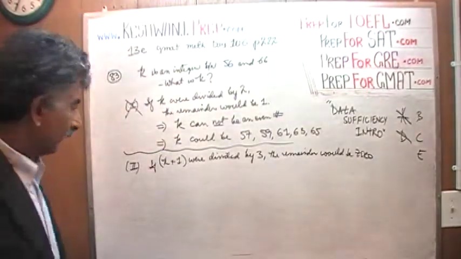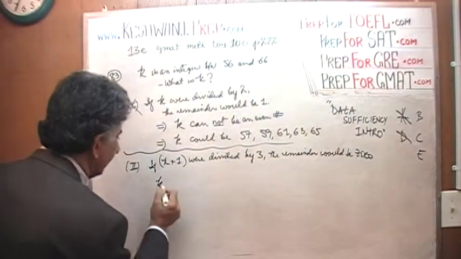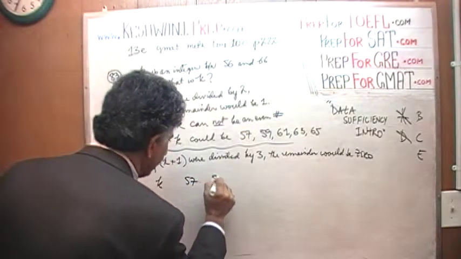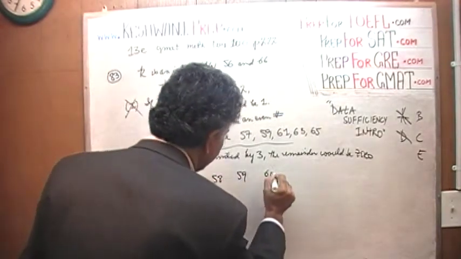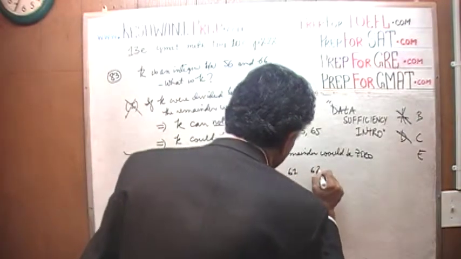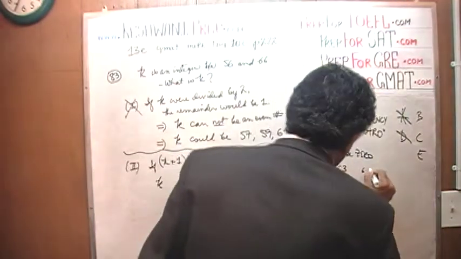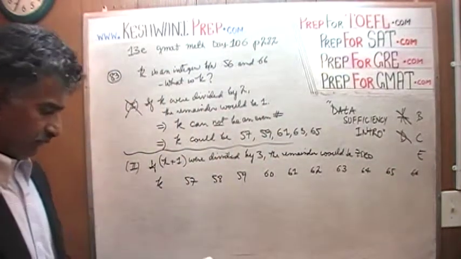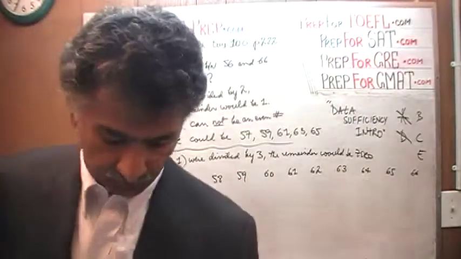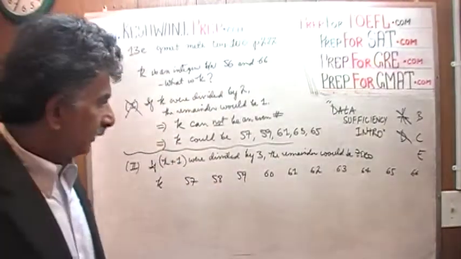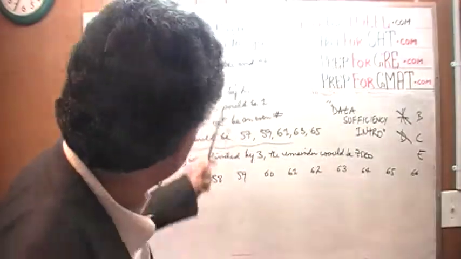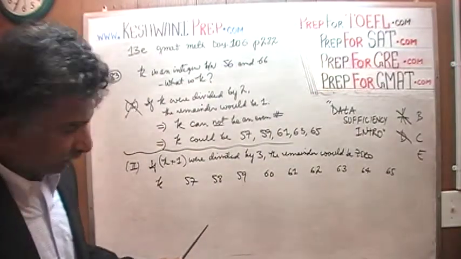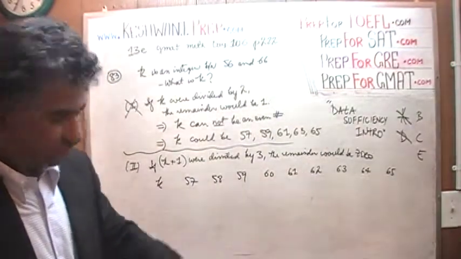Well, let's find out what k plus 1 is. We know the values of k. K can be anything between 56 and 66, so it could be 57, 58, 59, 60, 61, 62, 63, 64, 65, and 66. Because we are working on the second statement alone, we cannot use anything from the first statement. Did I miss anything? It cannot be 66. It has to be between 56 and 66. It cannot be the end point. So it's anywhere from 57, 58, 59, 60, 61, 62, 63, 64, and 65.